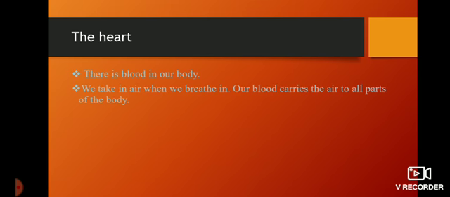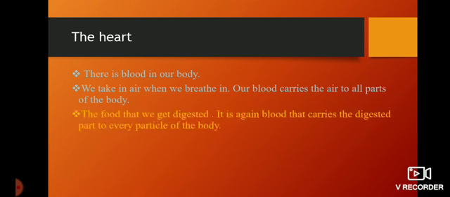Next is the heart. There is blood in our body. We take in air when we breathe in. Our blood carries the air to all parts of the body. The food that we digest also becomes blood. Whatever we have eaten is converted into blood. For these purposes, it is necessary to keep blood flowing through the blood vessels that spread throughout the body. The function of the heart is to keep the blood flowing.